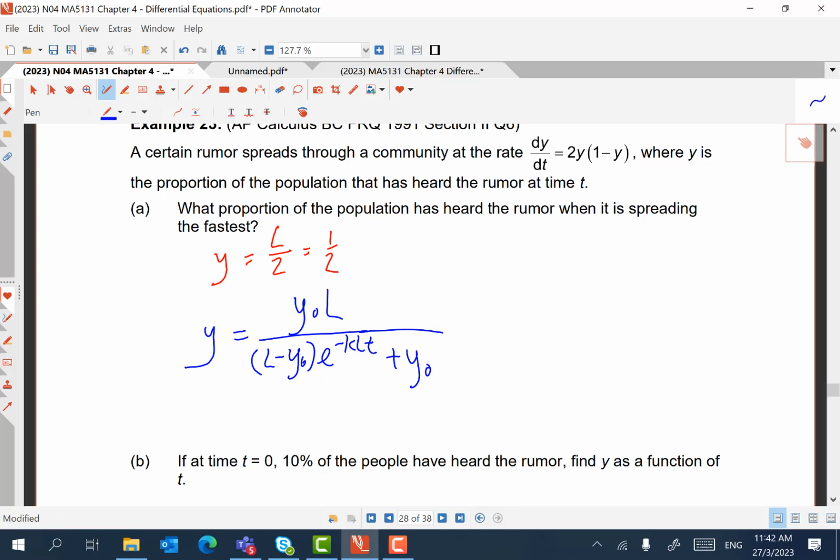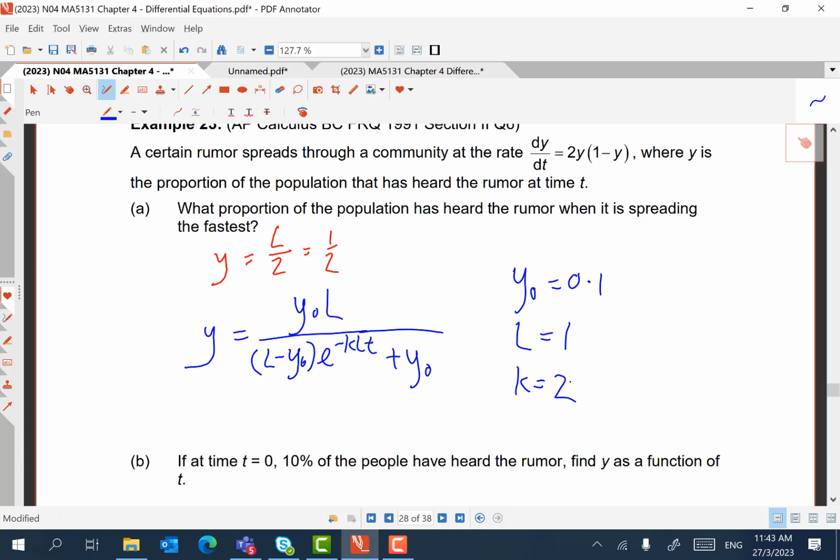So what's y naught in this case? How much is y naught? Y naught in this case is therefore 0.1. L is equal to 1 and K is equal to 2. So if I memorize the solution of the DE, this one is just a giveaway, just plug and play. Nothing stops you from deriving on the spot like what Mahil suggested. If you are confident and you want to derive on the spot, sure, at your own risk.